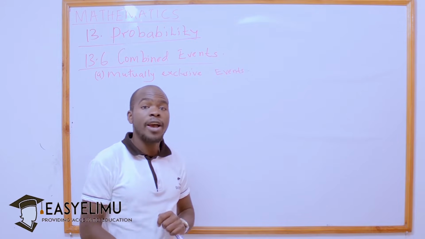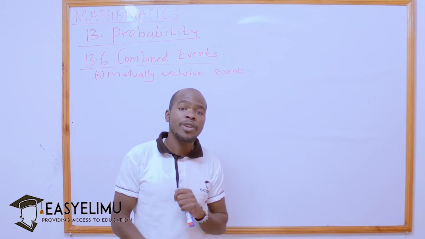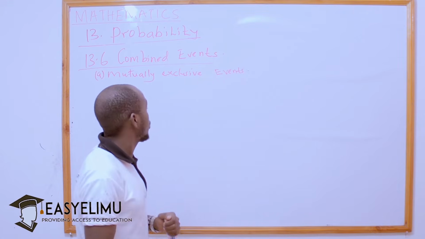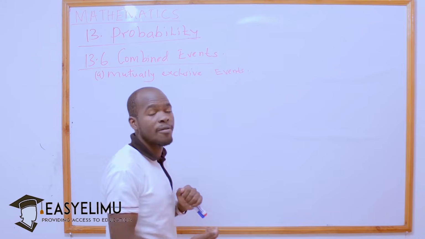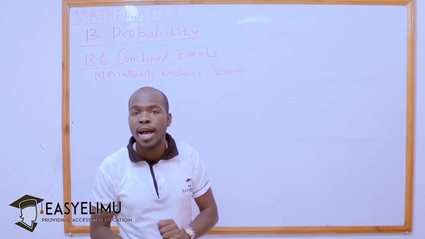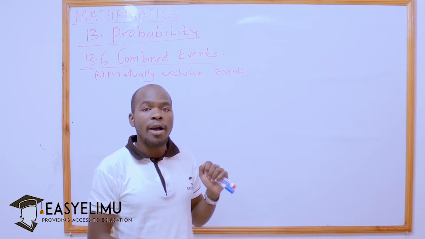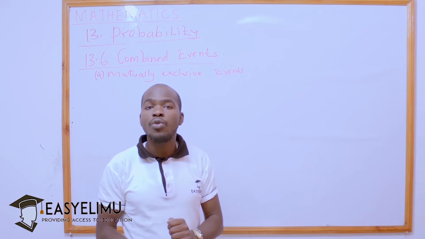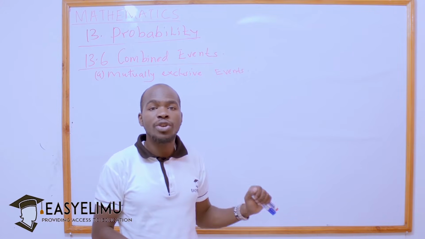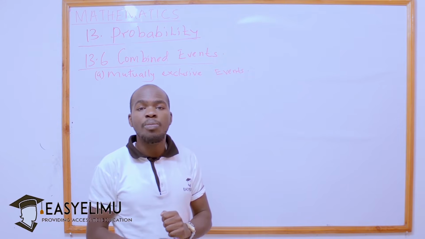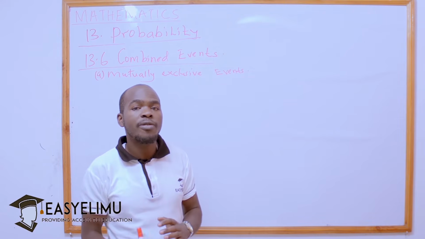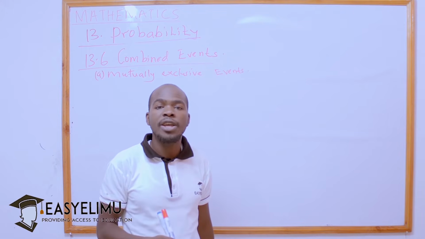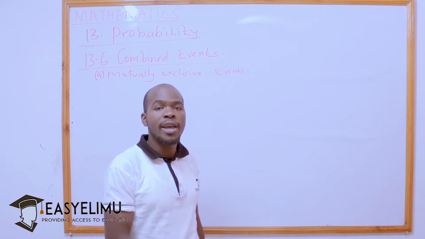Now let's go on and find combined events, and under combined events we are going to start with the mutually exclusive events. Under mutually exclusive events, we shall find out that these are events in which if one occurs, it will affect the occurrence of the other, meaning that if one occurs, the other one will not occur. So they are actually dependent events. So mutually exclusive events depend on each other in order to occur. So we can say the occurrence of one event will affect the occurrence of the other one.